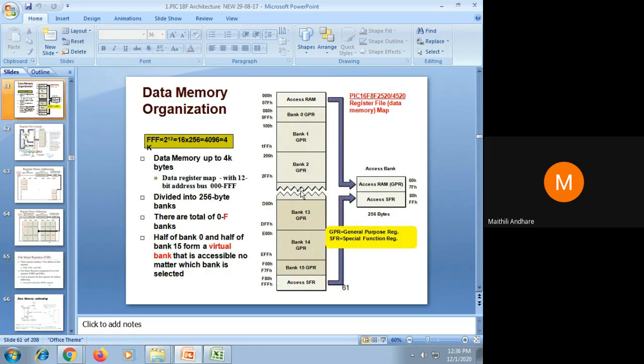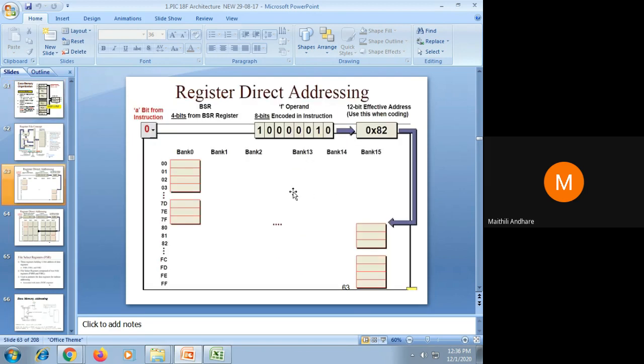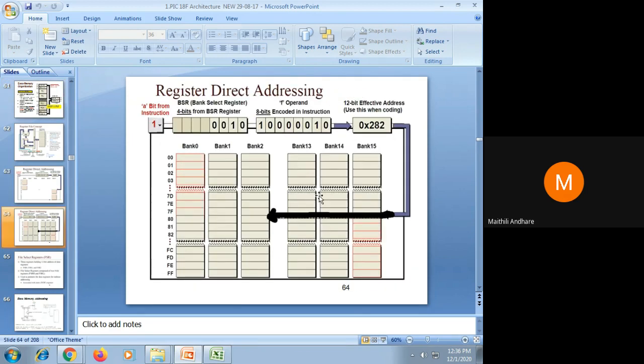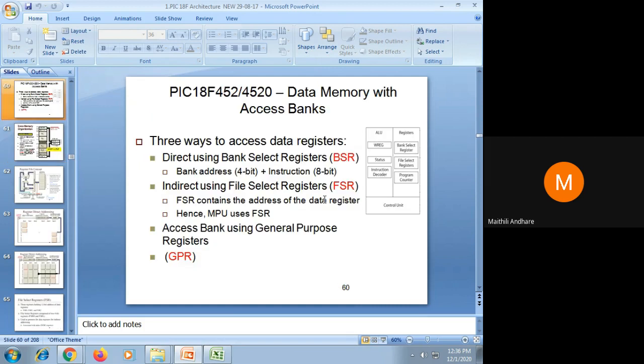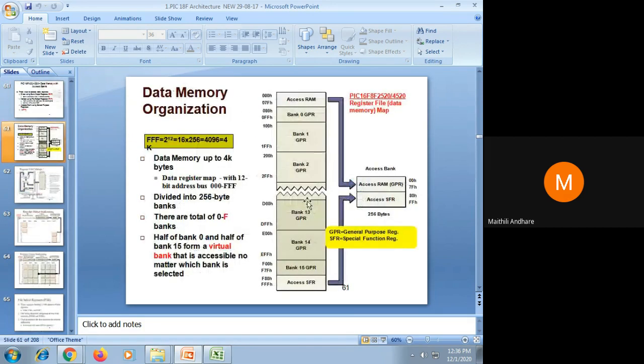Many times the question will be asked on this part, data memory. So data memory for the PIC microcontroller is 4 kilobytes. Yes, so the question will be asked: draw and explain the organization of data memory in detail for the PIC microcontroller. So the most important thing is the diagram. This is not supposed to be drawn in the exam. This is just for your understanding, but you can write the information or theory related to this diagram. So this diagram is the important part.